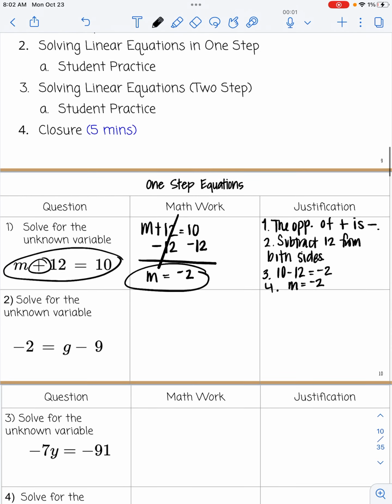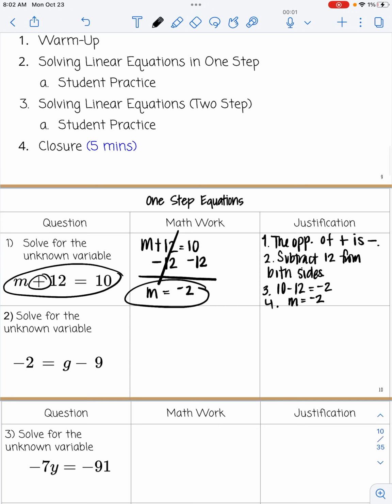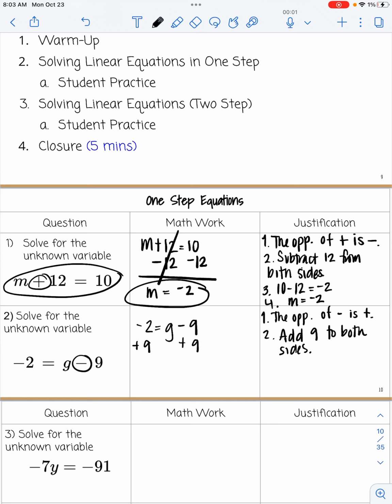Let's do the next one. We have g minus 9. The opposite of minus is a plus. Therefore, we're going to add 9 to both sides. So let's go ahead and do that. I'm going to rewrite it, and then I'm going to add 9 to both sides of the equal sign.